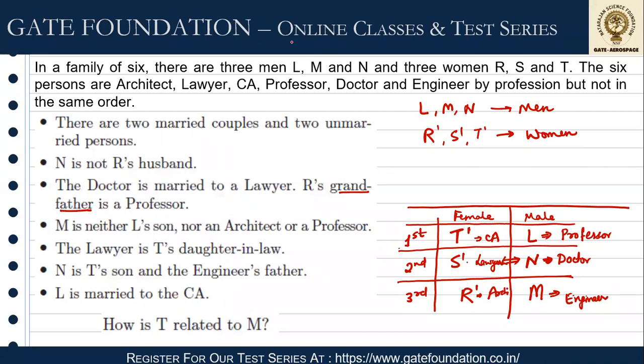Thank you. Okay. So now, how is T related to M? So T related to M, T will be grandmother. That is correct. T will be grandmother of M.